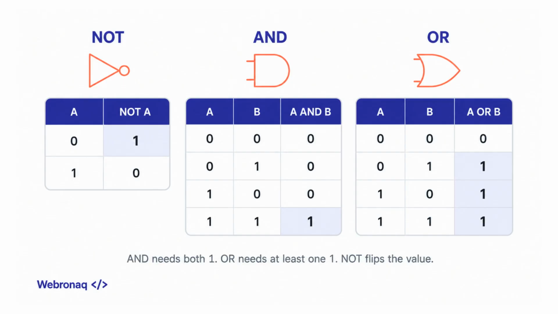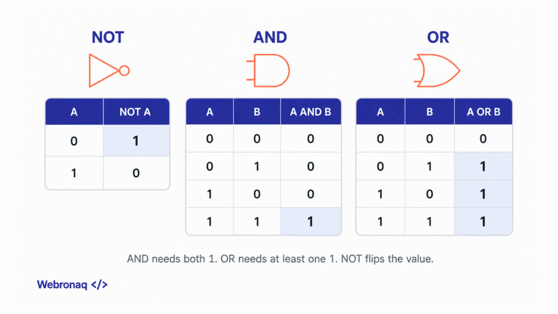Not is the simplest. It takes one input and flips it. 0 becomes 1, 1 becomes 0. That is it. And takes 2 inputs and returns 1 only when both inputs are 1. Any other combination gives 0. Think of it as strict. Both sides must be true.